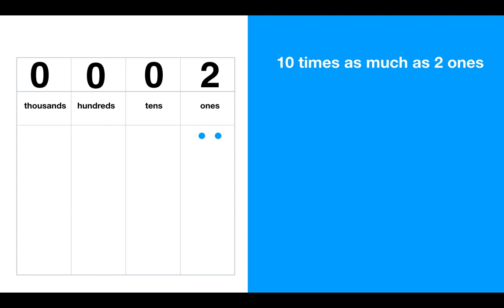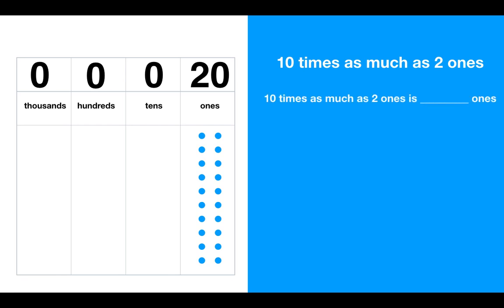You should have drawn out 10 groups of 2 1s. 1 group, 2 groups, 3 groups, 4 groups, 5 groups, 6 groups, 7 groups, 8 groups, 9 groups, 10 groups of 2 1s. Let's answer a question. 10 times as much as 2 1s is how many 1s? We can see it's 20 1s.